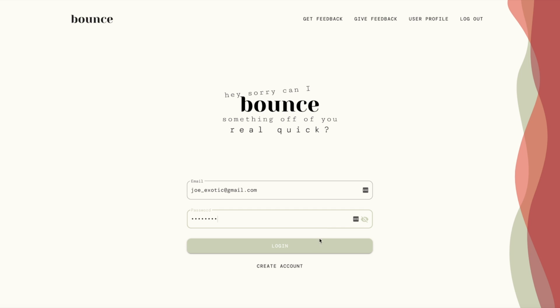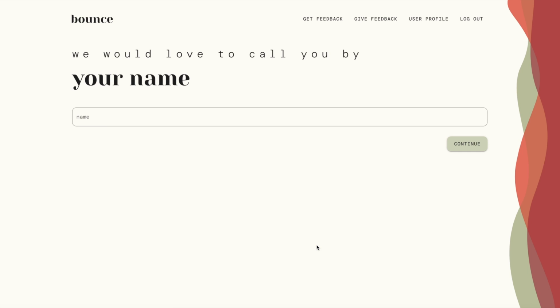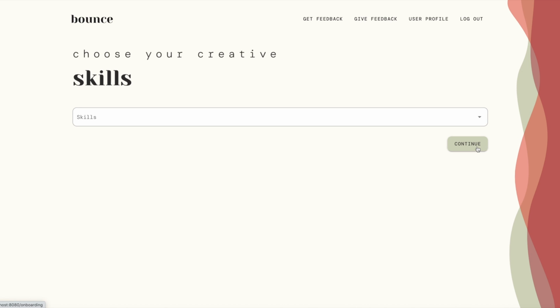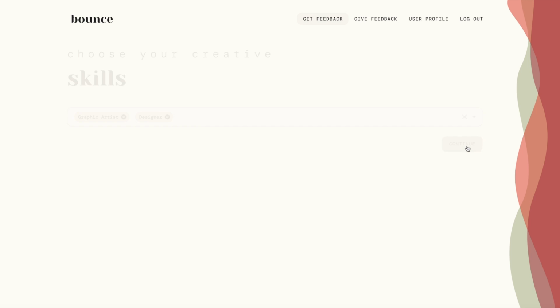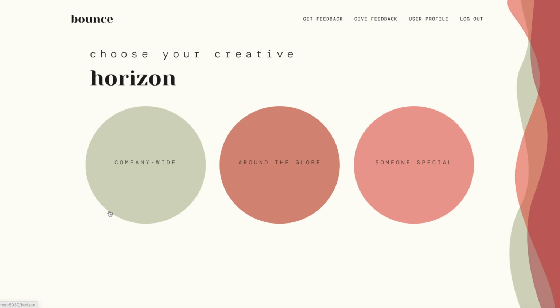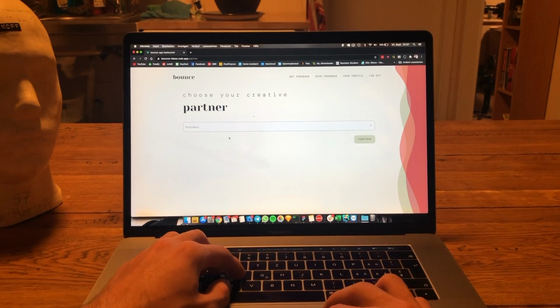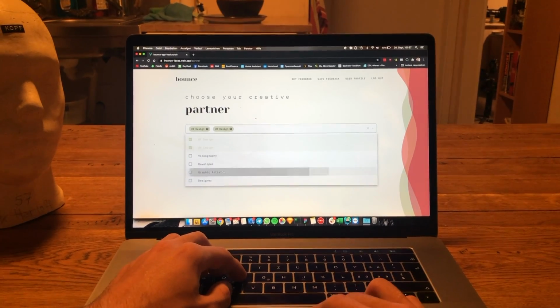That's why we created Bounce, a tool that allows you to reconnect with your team and get inspiration by creatives all around the globe. Our platform is powered by state-of-the-art serverless technology on Google Cloud, enabling you to pick up your work wherever you feel inspired.